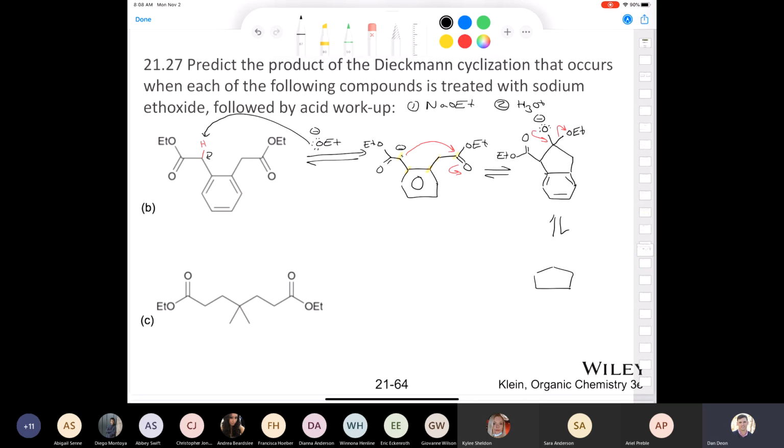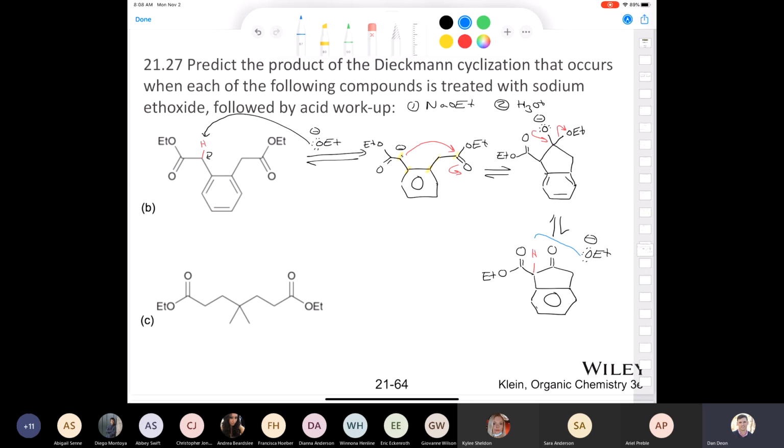Now, if you look at the solutions manual, it's going to tell you that this is the final product. So if you wrote this down as the final product, that would be 100% correct. But what I want you to understand is that the mechanism is not complete at this point, because you just lost ethoxide. And when you lose that ethoxide, it can remove this proton here. That's the proton it's going to remove because it's the most acidic proton in the compound. And you should be able to identify the most acidic proton in the compound.